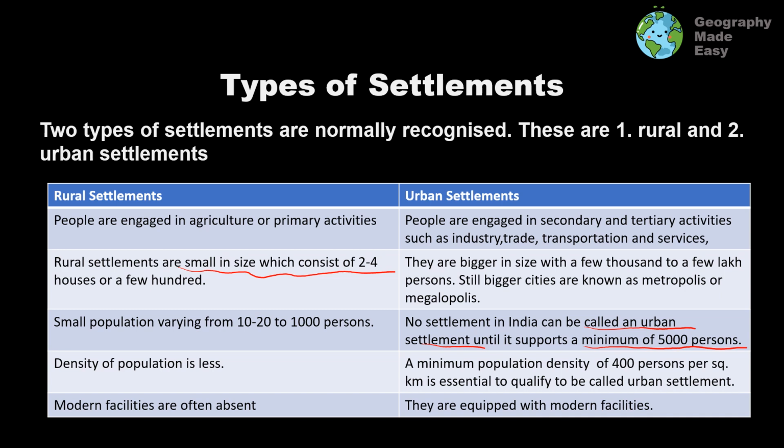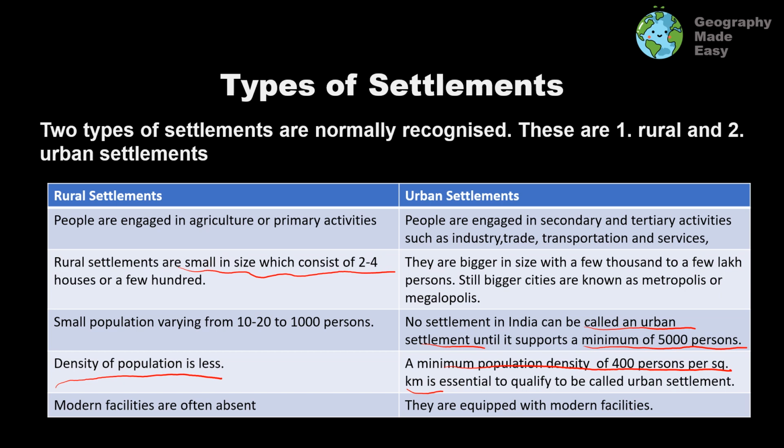Density of population is less in rural settlements, so fewer people live per square kilometer, whereas for the urban settlement, again this is one of the census criteria, the minimum population density is 400 persons per square kilometer. So 400 people living in 1 square kilometer has to be the minimum density for it to qualify as an urban settlement in India.